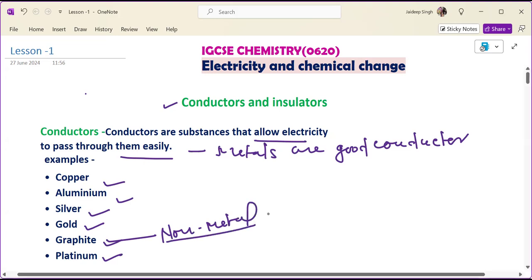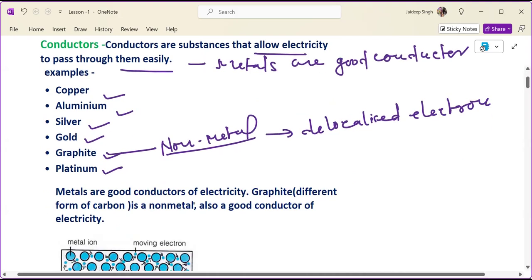Graphite is a non-metal, but still it is also a good conductor of electricity because it has delocalized electrons. So metals are good conductors of electricity. Graphite is a different form of carbon, an allotrope of carbon. It is a non-metal, but it is also a good conductor of electricity.